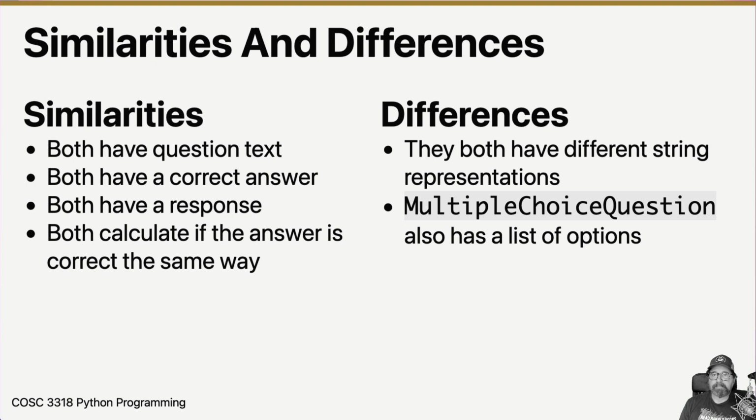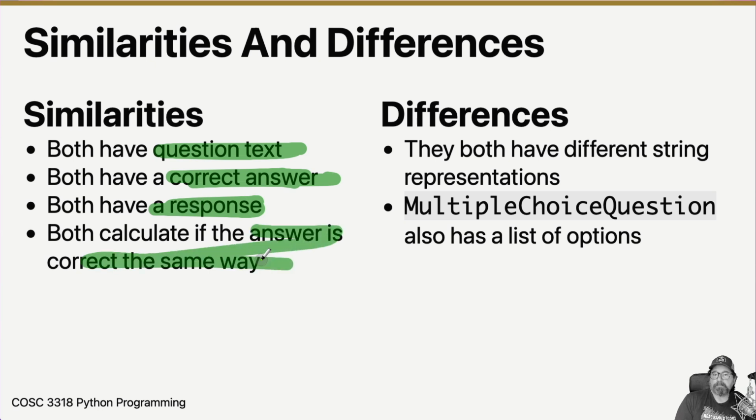Let's look at the similarities and differences between the true-false question and the multiple choice question. Both of them have question text, so they both have text for the question. Both of them have a place to store the correct answer, whether it be true and false in one or A, B, C, or D in the other. Both have a response that we save. That's the thing that the person types in who's taking the quiz. And both calculate the answer in the same way. They compare the response with the answer. And if they're both the same, then they're true. And if they're not the same, then it's false. That means that it's not a correct answer. So those are the similarities.